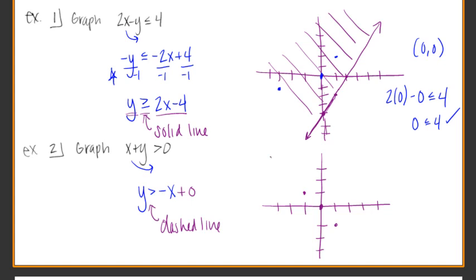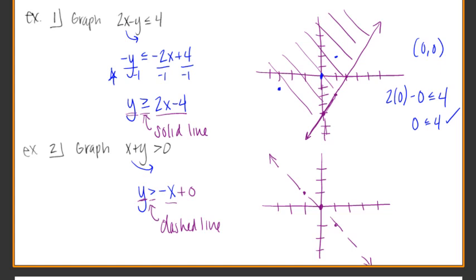And like we said, it's got to be dashed, because my inequality is just a greater than or just a less than. Okay, so let's finish this up. Let's figure out what side we want to shade on. It says I want my y values to be larger than the line.